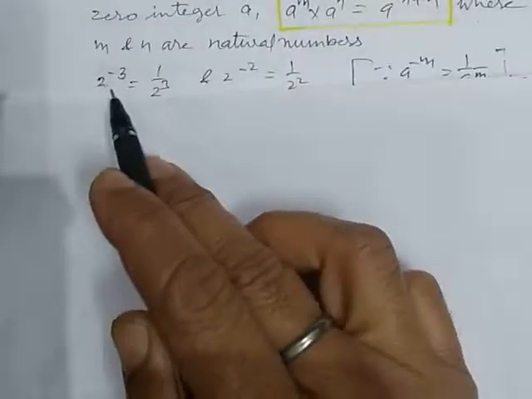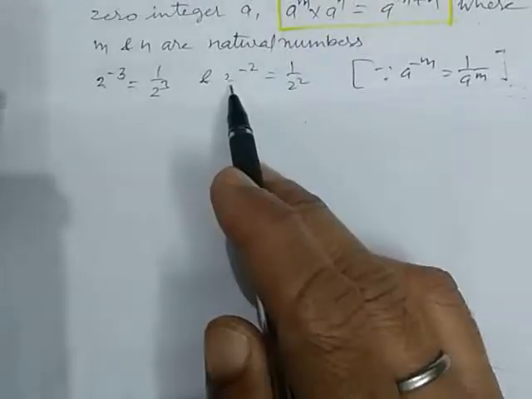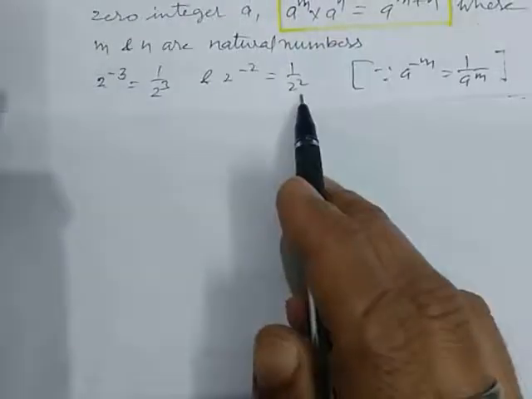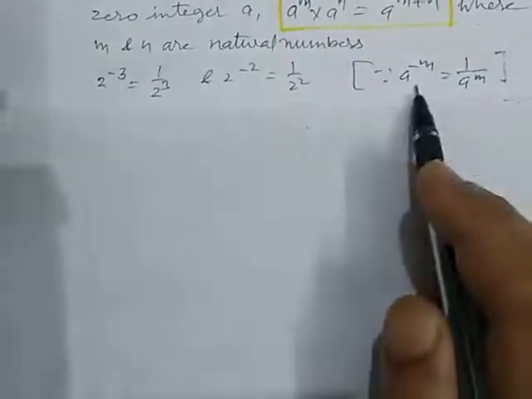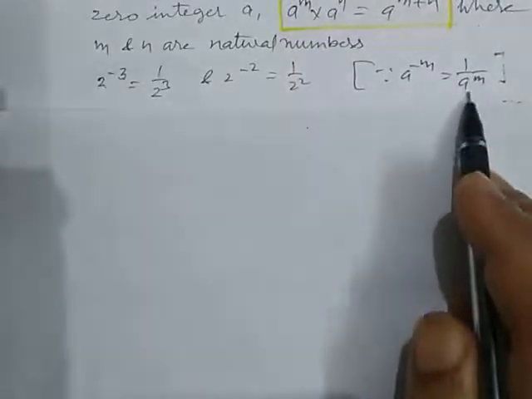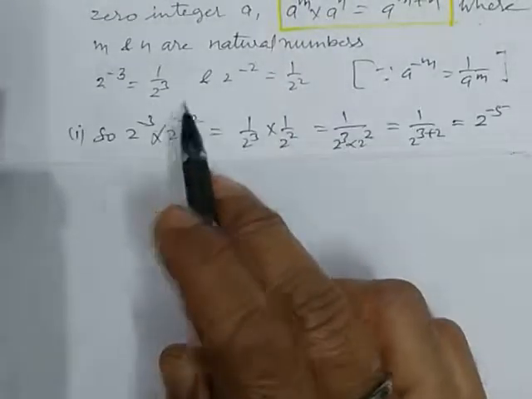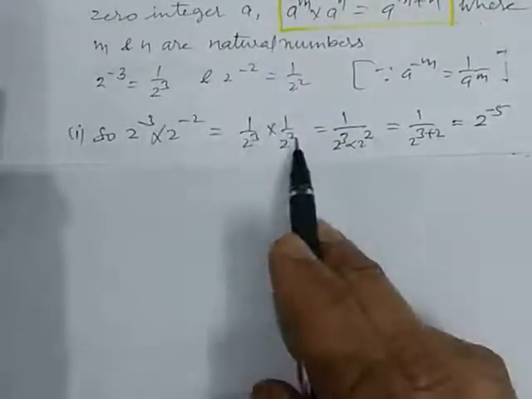Now 2 raised to the power minus 3 means 1 upon 2 raised to the power 3, and 2 raised to the power minus 2 means 1 upon 2 raised to the power 2. Because we know that a raised to the power minus m equals 1 upon a raised to the power m. By using this, we can write this. Now put the values here, this and this.